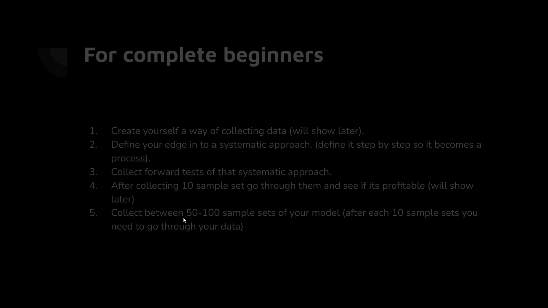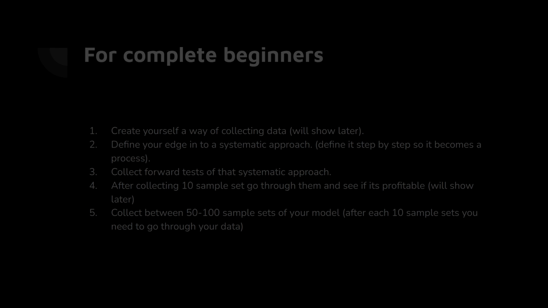Then collect between 50 and 100. This is just a low, right? I would say you should have a defined edge by the 1,000 sample set, meaning you should know if you're profitable or not when you have collected 1,000 samples. Of course, you should understand this. However, 50, 100 is a low baller, I would say.